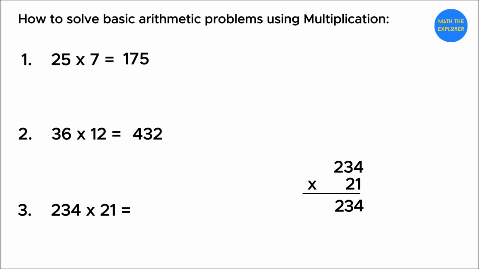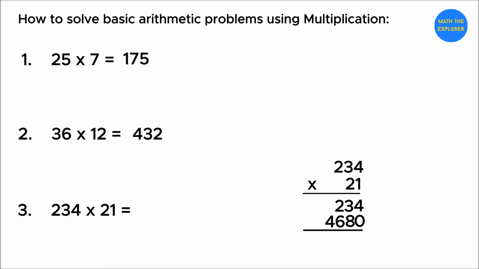Next, multiply the tens digit of 21, which is 2, by 234. Multiply 2 times 4 is equal to 8. 2 times 3 is equal to 6, and 2 times 2 is equal to 4, giving 468, and write a 0 at the end to make it 4,680.